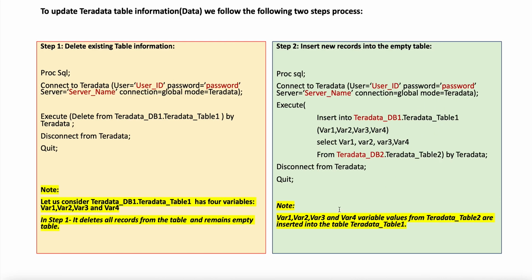That means var1, var2, var3, var4 variable values from Teradata table 2 are inserted into Teradata table 1. In this way, we can update a Teradata table by using a two-step process. That's all about question number 41. Thank you.